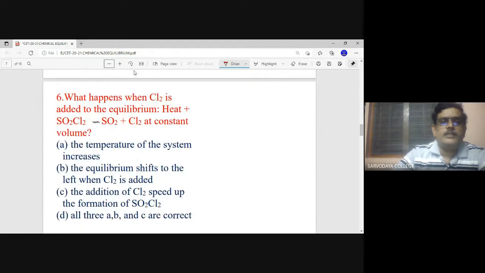What happens if chlorine is added to this equilibrium? See, chlorine is the product here, and heat is also there. So I'll rewrite this: heat plus SO2Cl2, sulfuryl chloride, is in equilibrium with SO2 and Cl2.